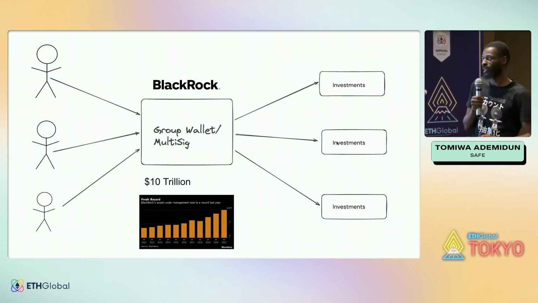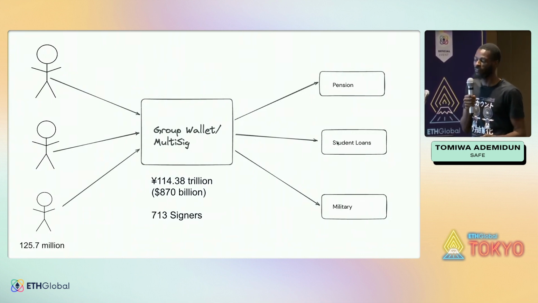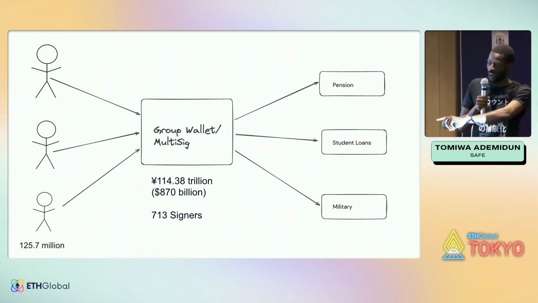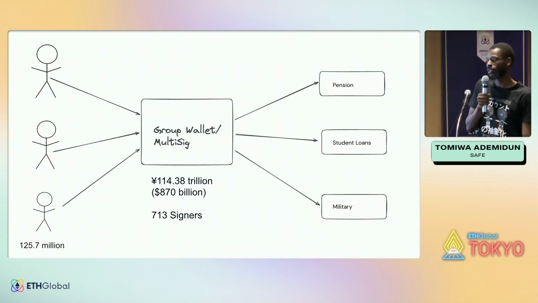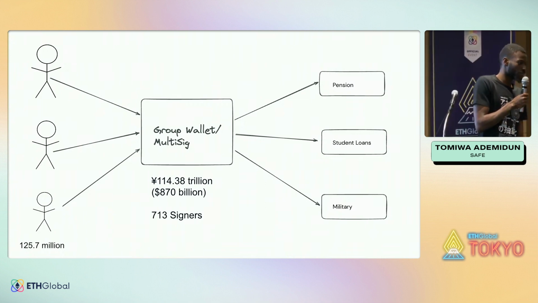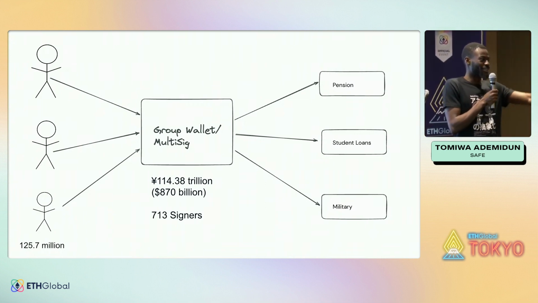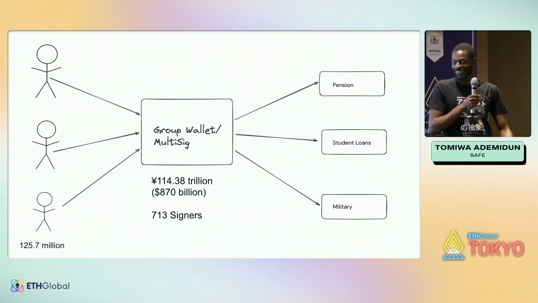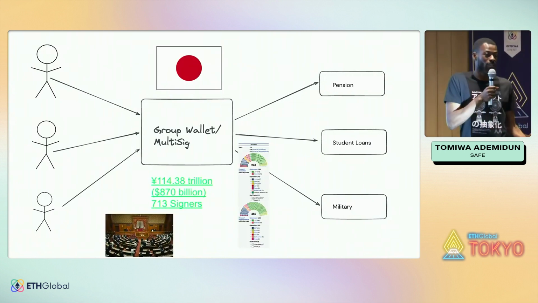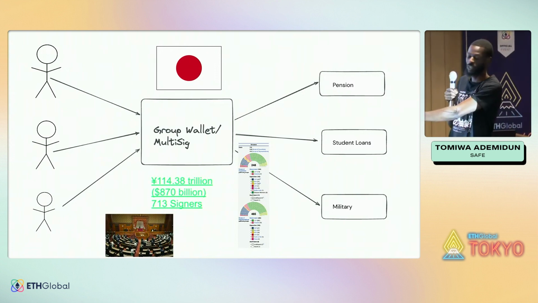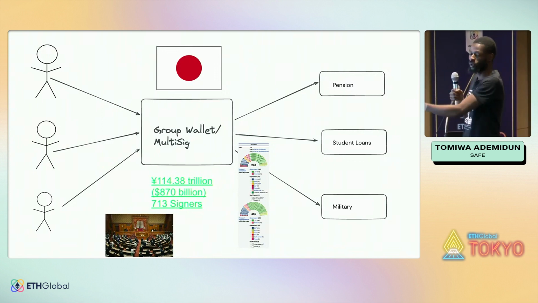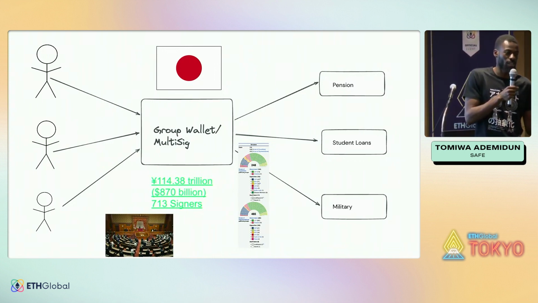Here's another fun example for you guys. What if this group wallet had $800 billion, 125 million people contributed to it, and it has 700 signers? Anybody know what kind of wallet I'm talking about? Finn, do you know? Japan. Japan is basically a group wallet. It's a multi-sig, right? You have the parliament that's about 700 signers, population of 120 million people. You take money out of the account to pay for pensions, student loans, military, or self-defense force, things like this.